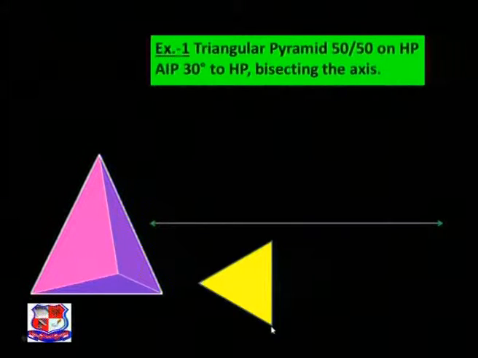So this distance is 50, and by taking 50 mm as a radius, draw an arc taking both these ends as a center, and both these arcs will cut at one point, that would be somewhere here, and join these 3 points with a straight line.